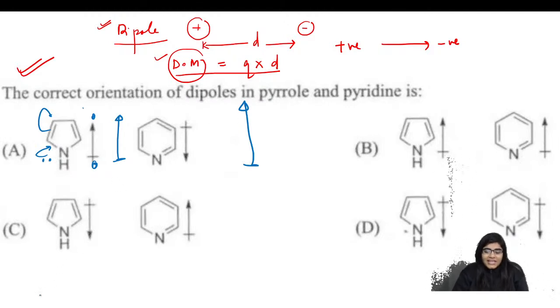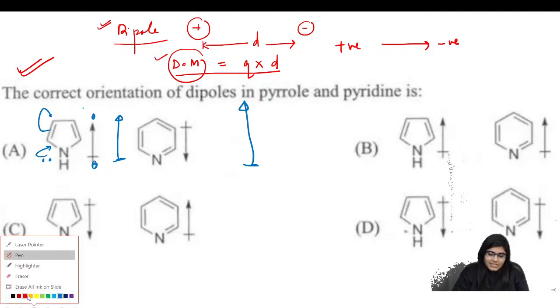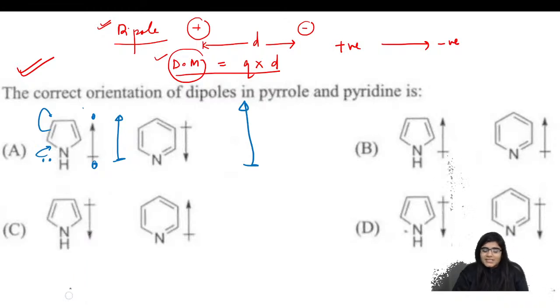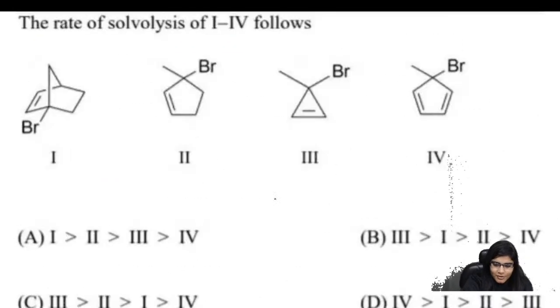Okay, let's take the case of pyridine now. So what is the difference between pyridine and pyrrole? The lone pair is also present in the case of nitrogen, but the difference is that this lone pair is a localized lone pair. How is this a localized lone pair? Let's see.